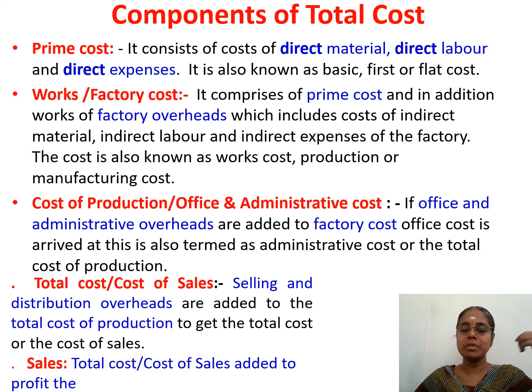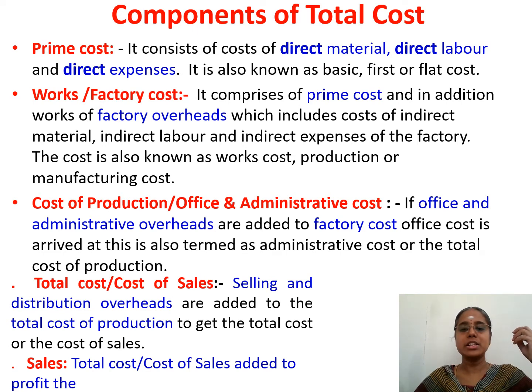If it is not traceable for a particular product or a cost center, then it is not a direct cost. So direct may be material, labor, and expenses as we saw in the elemental classifications. The total of these three is the prime cost. For any product, it becomes the prime cost.